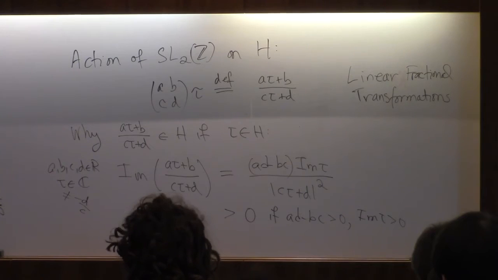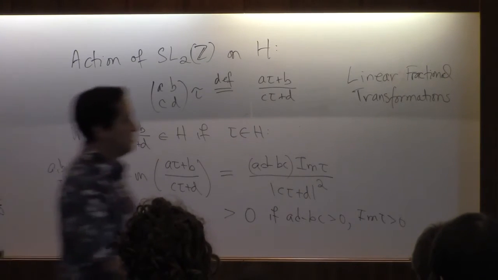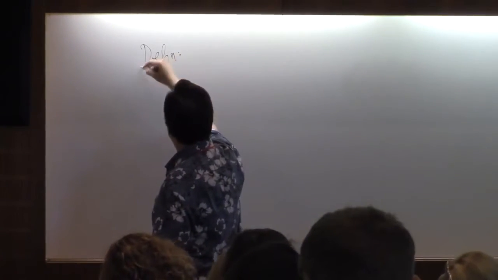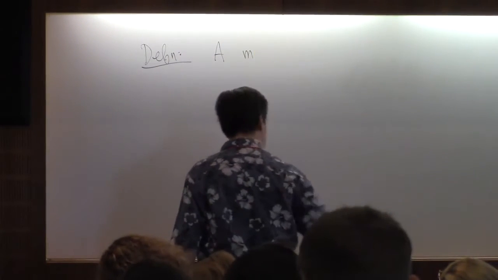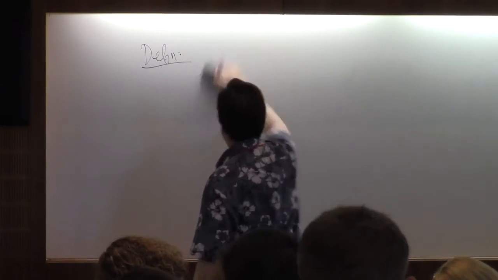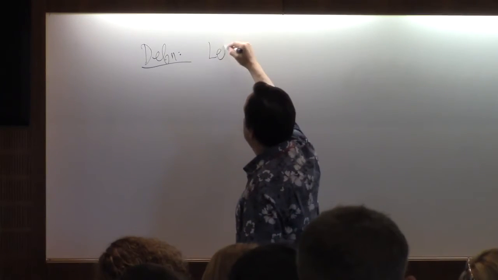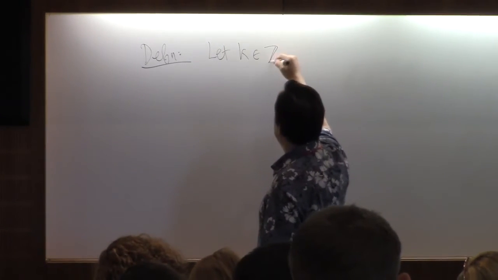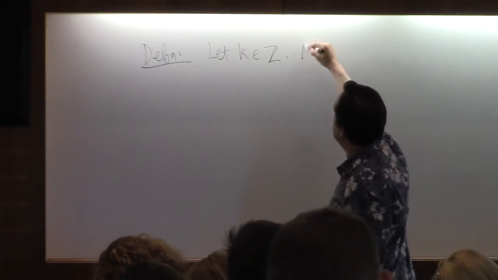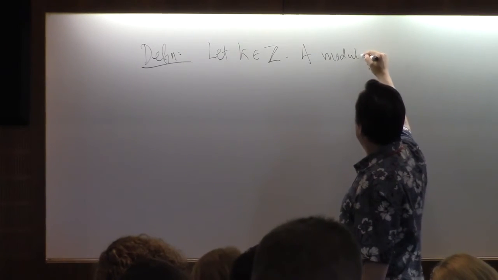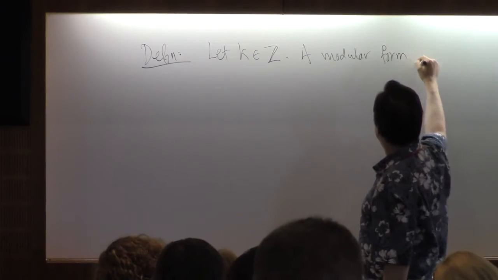So, let's now define what a modular form is. I think we'll move over here. So first, a modular form depends on a parameter called the weight. That will, for our purposes, be an integer. So let k be an integer. A modular form of weight k for the group SL2Z.